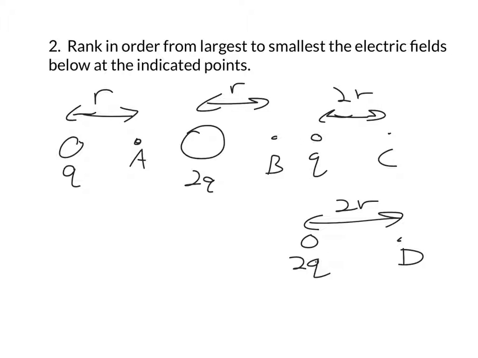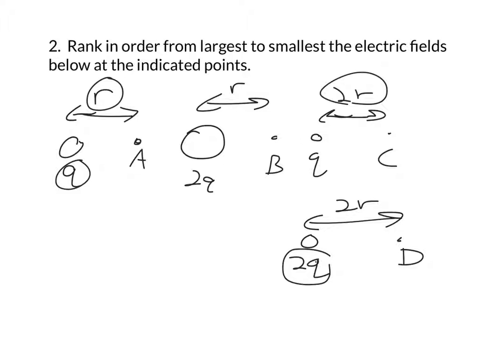All right. We have a ranking task. Love me some ranking tasks. We have 4 sets of charges and distances. We're saying who's got the biggest field and who's got the smallest. Looks like we're changing Q and twice the Q, and R and twice the R. So who's going to have the biggest field?